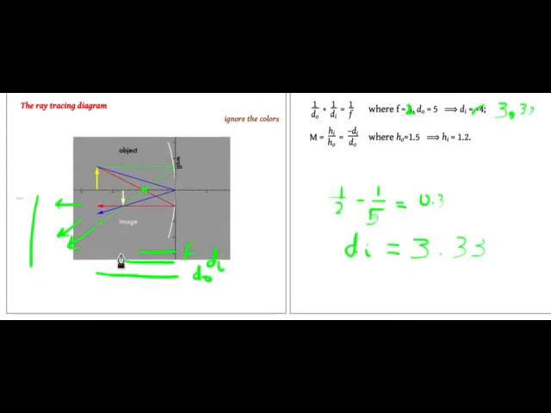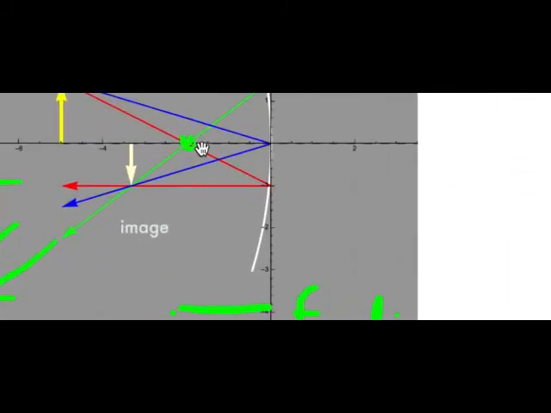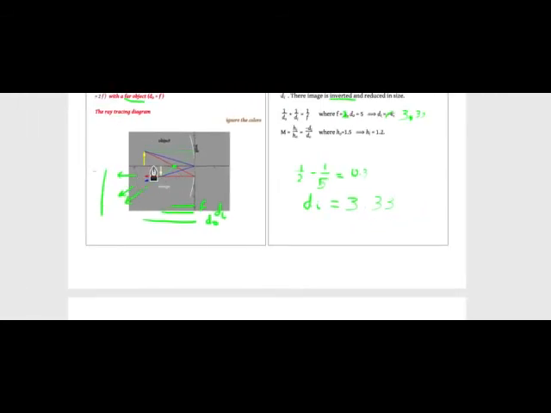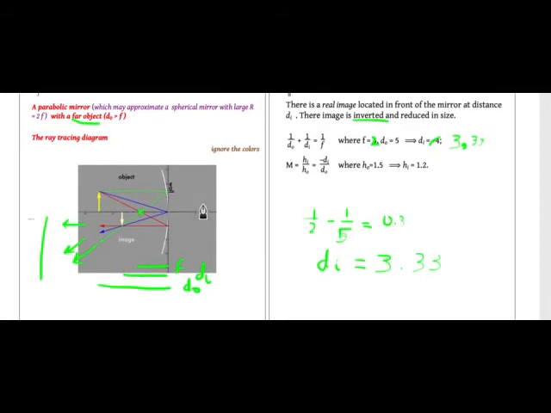And does that agree with the graph? Does that agree with the figure? It's here. So here's -4, here's -2, here's -3, here's a little bit more than -3. It's -3.33. So the mirror equation agrees with the ray tracing diagram.